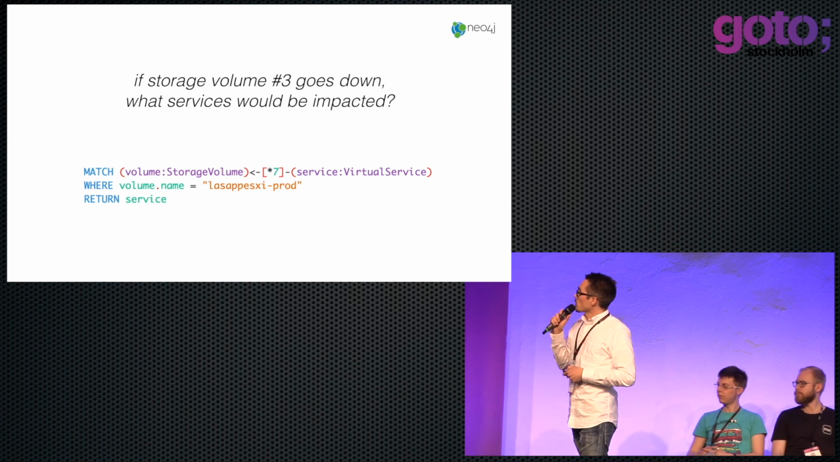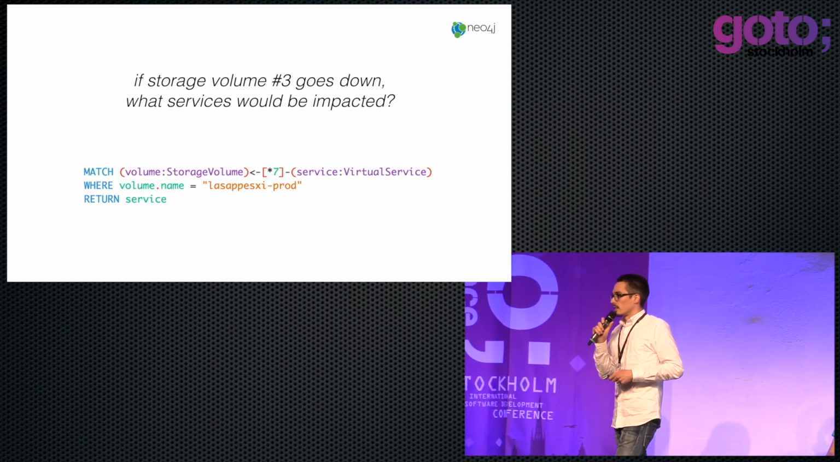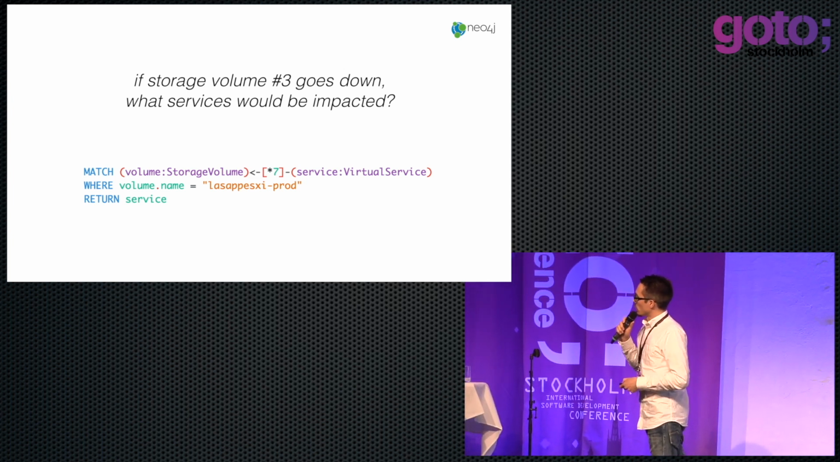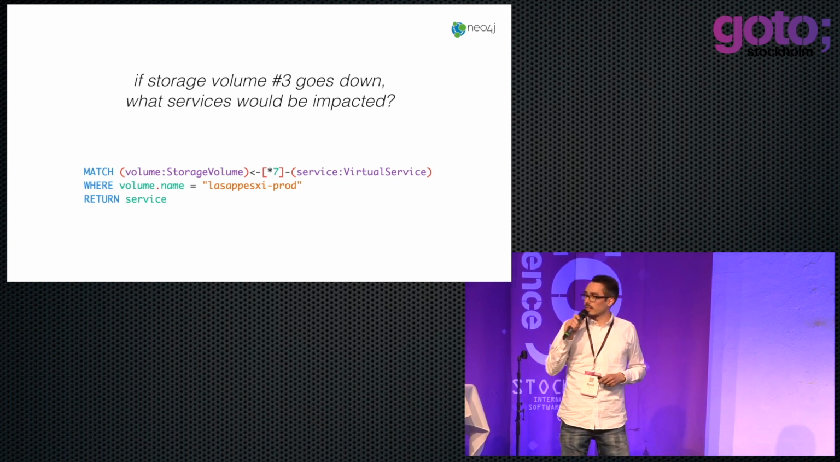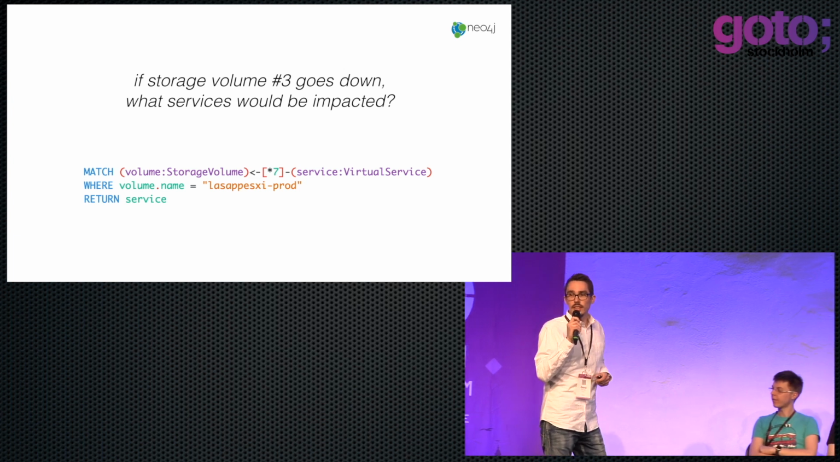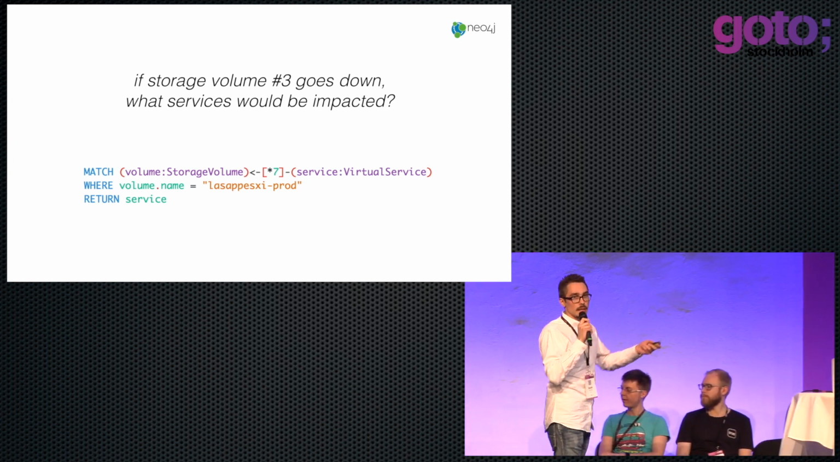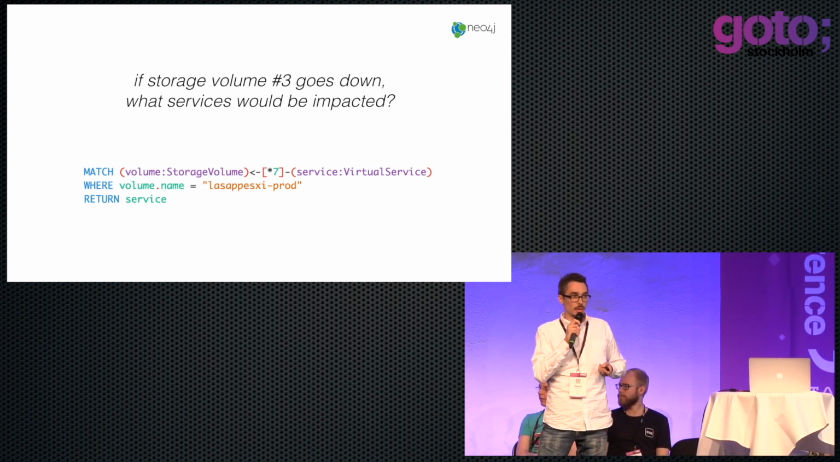And if they want to find out, for example, if storage volume 3 goes down, what services are impacted? Basically, from here up to here. That query looks like this in Neo. In SQL, that would be many, many rows, and the schema would be unmaintainable. It basically wouldn't work in SQL. And it wouldn't work in any other kind of database either. You'd do it in memory otherwise. But Neo actually does this as a database.